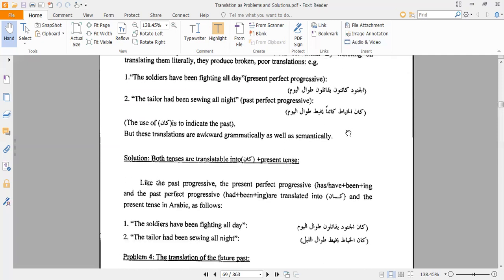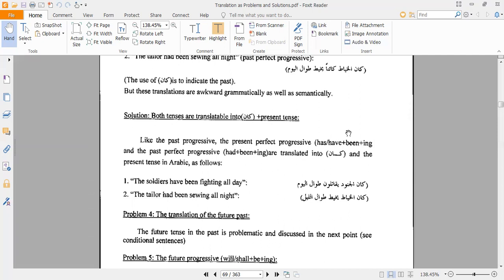In Arabic, a solution we can render them as kana plus present simple. Both of these two tenses can be rendered as kana plus present simple. كان الجنود يقاتلون طوال اليوم. كان الخياط يخيط طوال الليل.